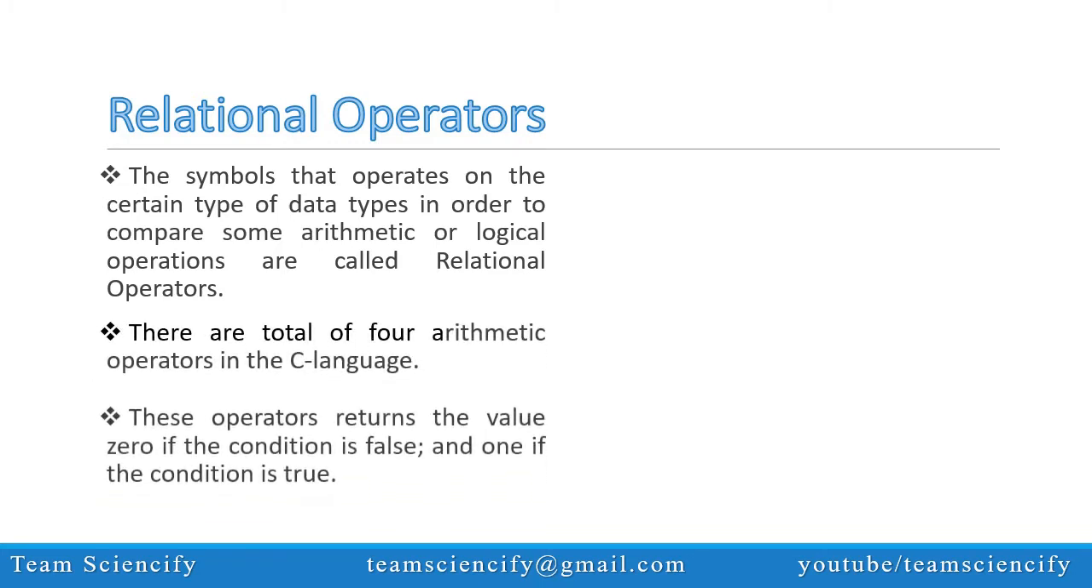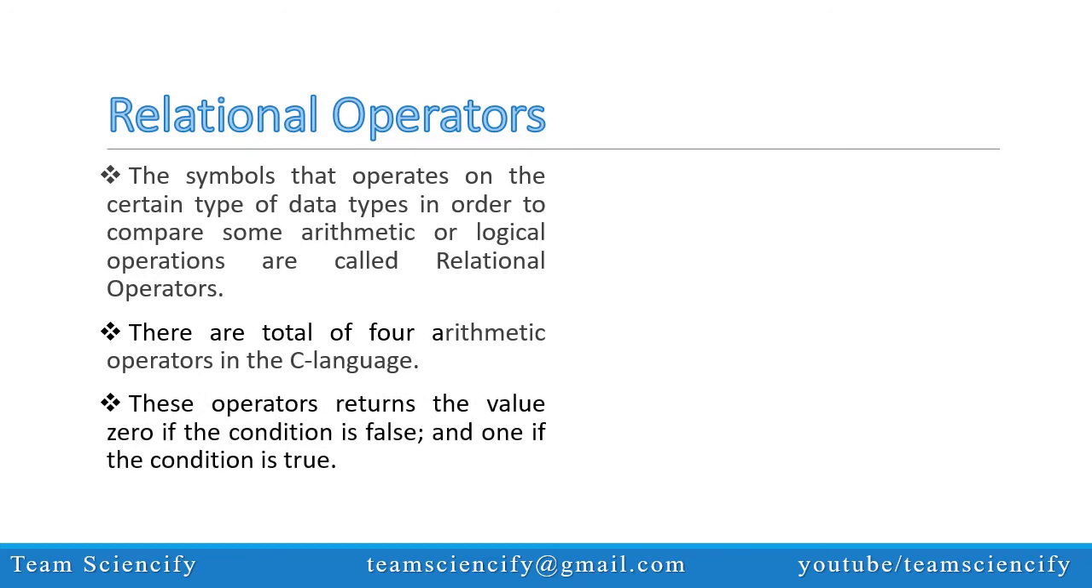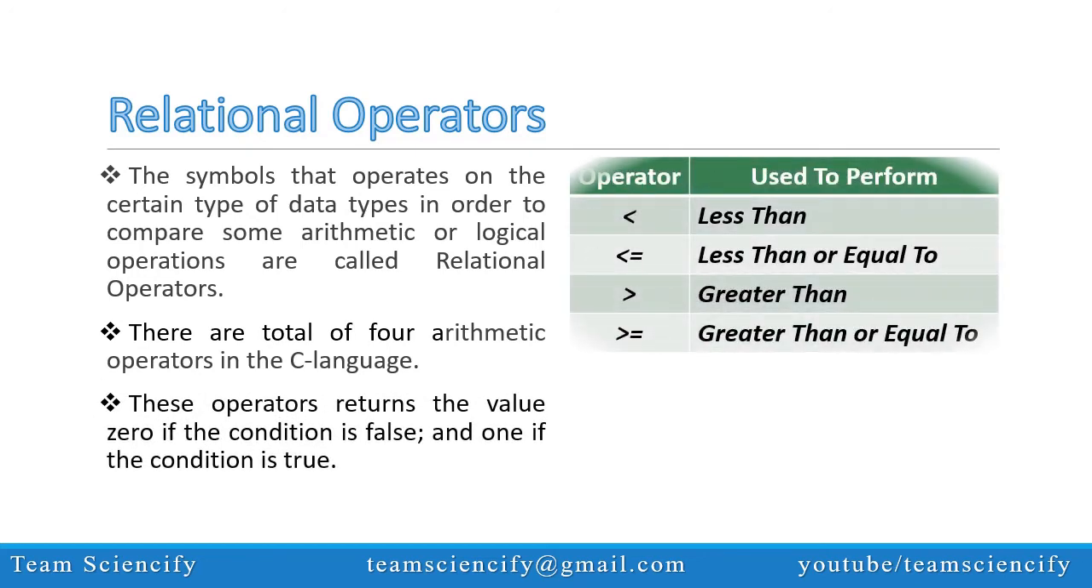For doing less than operations, we use the less than sign operator in C. For doing less than or equal to operations, we use the less than or equal to sign operator. For doing greater than operations, we use the greater than sign operator. For doing greater than or equal to operations, we use the greater than or equal to sign operator. These operators return the value 0 if the condition is false and 1 if the condition is true.